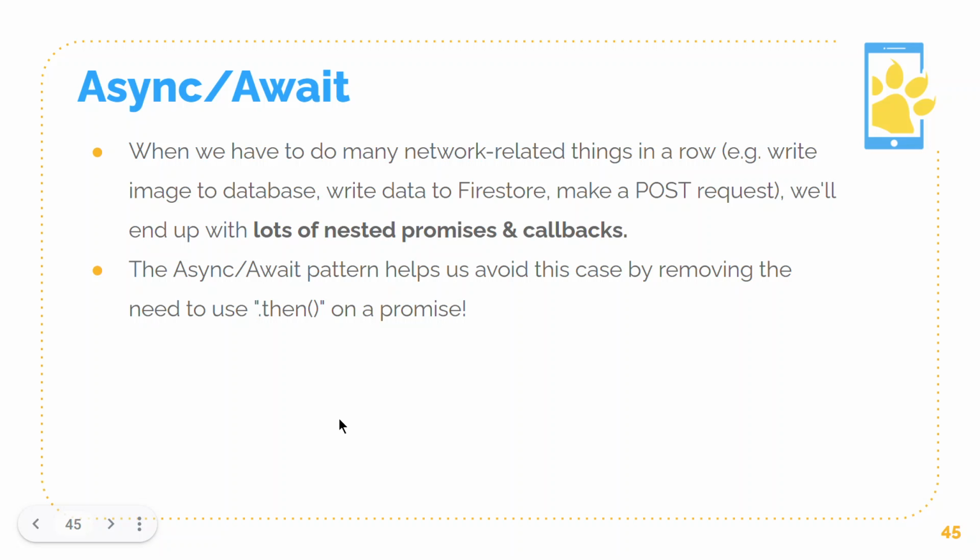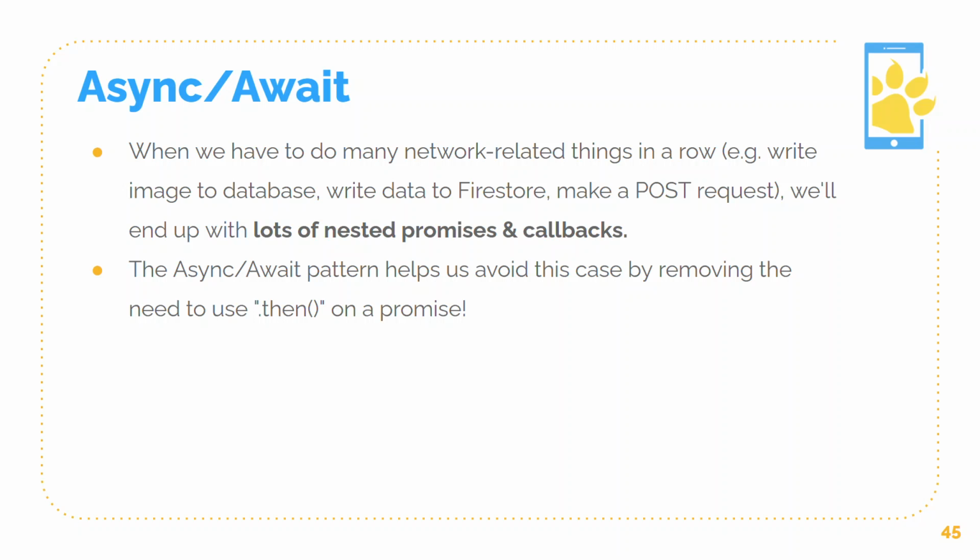We have to do a lot of network related things in a row. We have a lot of nested promises and callbacks. For example, consider chaining requests. If I have to make a request to an endpoint on a server, and then I want to use the results of this for another request, I have to use two .thens to handle this.